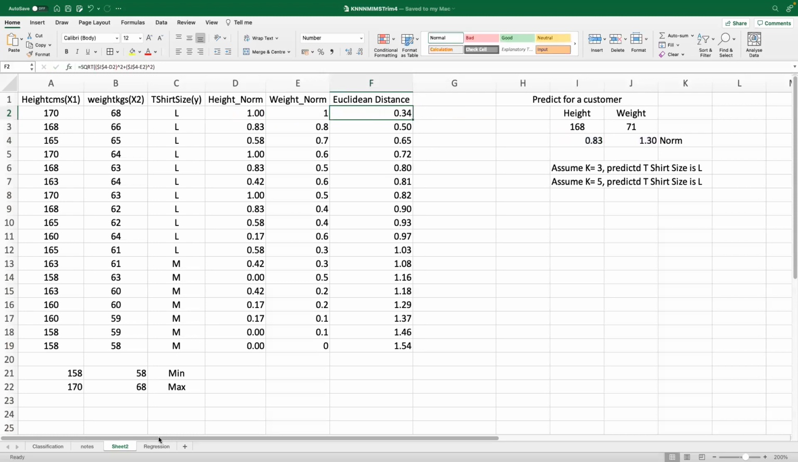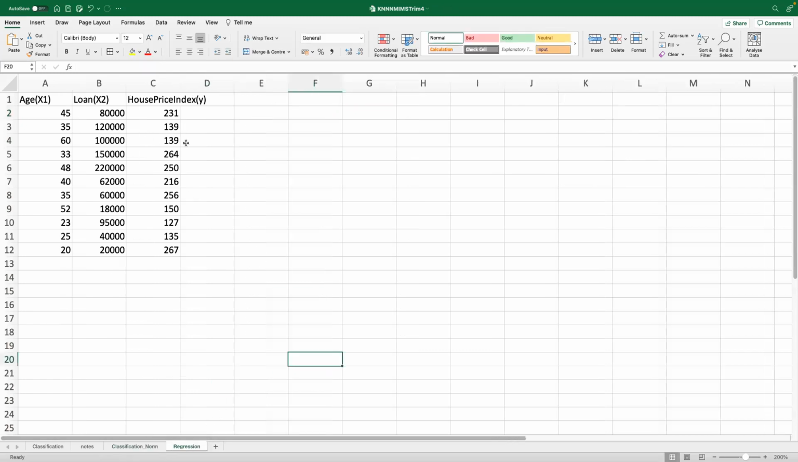Okay. All of you done with classification? You have scaled the data for regression. Then you sorted the data. Once you sort the data, you will take the average of the three. Take for example, you are predicting for a person whose age and loan. Age is 38, who has a loan of 1,20,000.